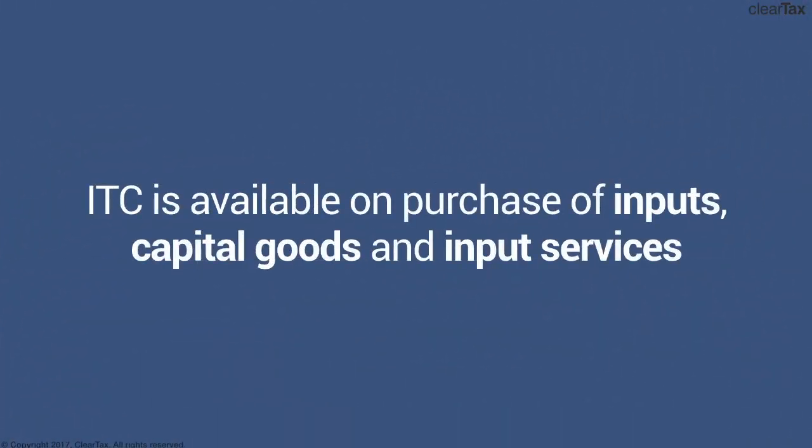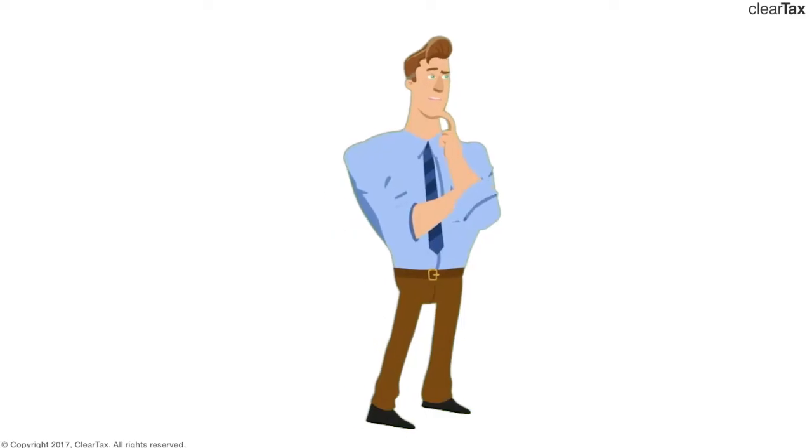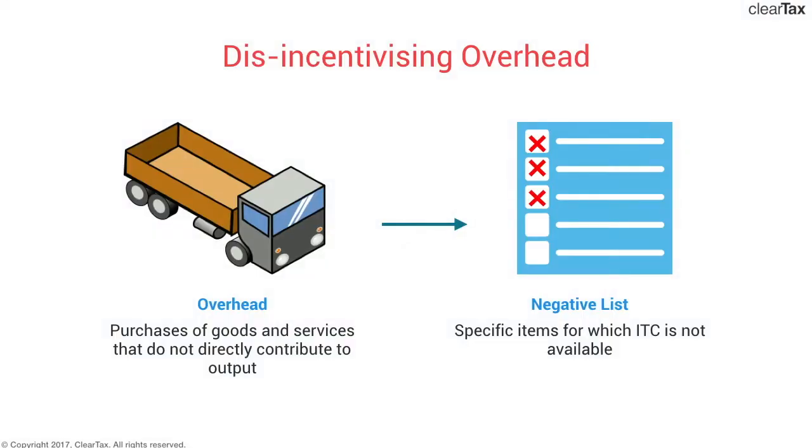So this is an important point. Input tax credit is in general situations available on purchase of inputs, capital goods, and input services. So what are those rare occasions where input tax credit is not allowed on these purchases? Remember our discussion on dis-incentivizing overheads, where the government would want to incentivize value addition. It would try to balance its financial resources by disincentivizing overheads. How? By putting the purchases which fall into the category of overheads in something called as the negative list.